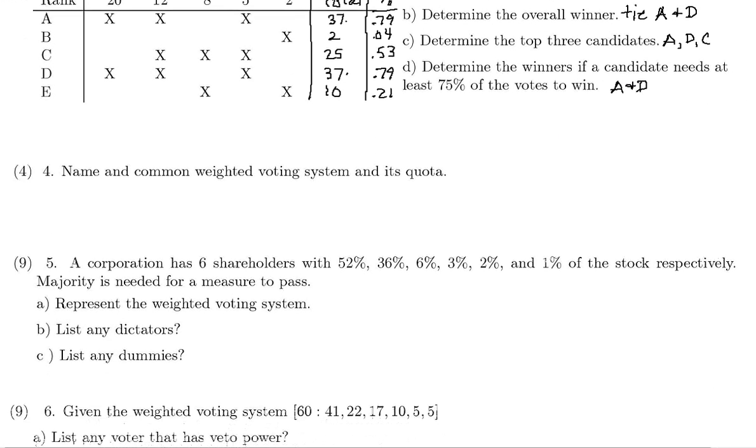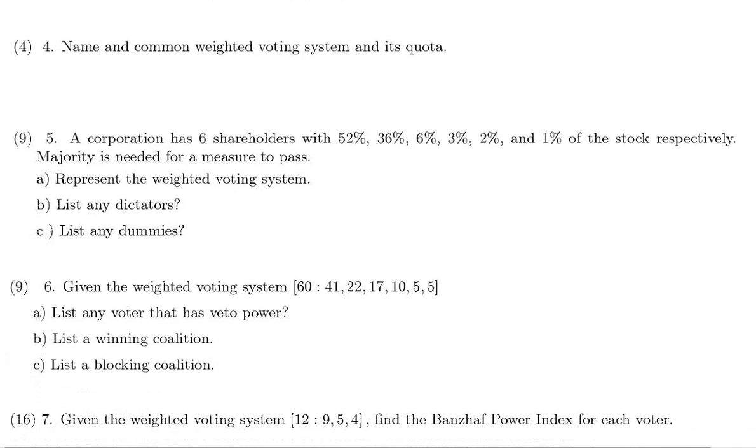Name a common weighted voting system and its quota. Most common and important weighted voting system is the Electoral College for our presidential elections. And remember, that's where each state gets a certain number of votes, one for each senator, one for each representative. Its quota is 270. Okay, so that's just an important memory question there.